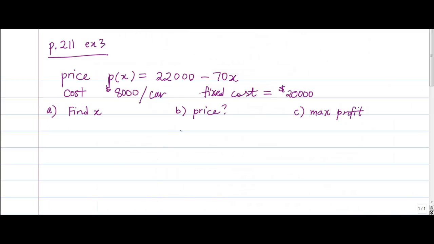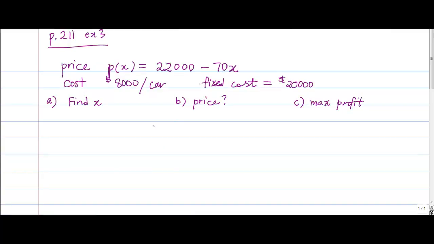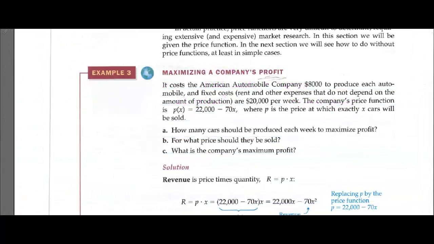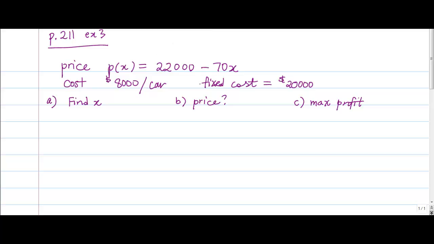So I've written this out here. Let's go ahead and find X. So that's what the first question says, how many cars should be produced. Okay, and the way we want to find that is we want to maximize the profit. So first thing we have to do is find the profit function.